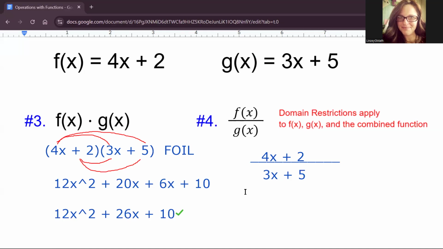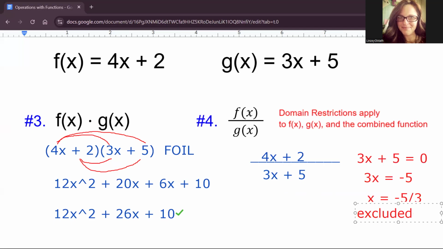However, we do have a domain restriction when the denominator is equal to 0. So let's take a look and see when our denominator is equal to 0. We will need to exclude that value from the domain. So when x is equal to negative 5/3, we get 0 in the denominator. So this needs to be excluded from the domain.